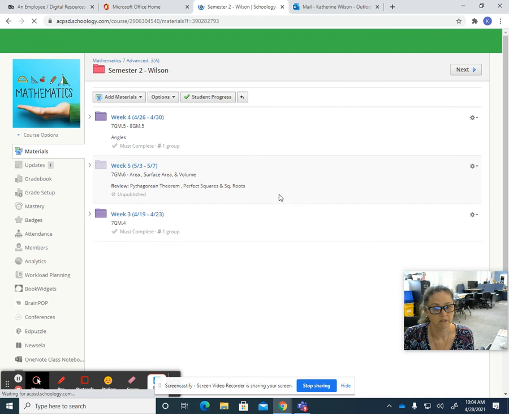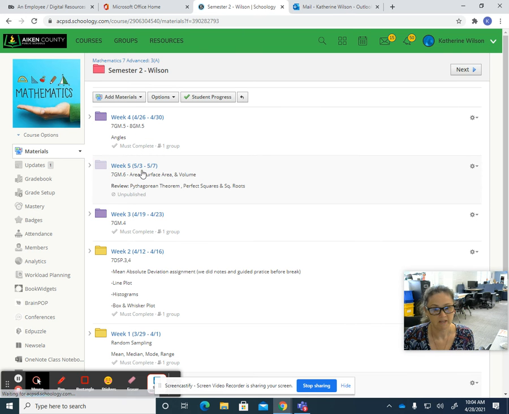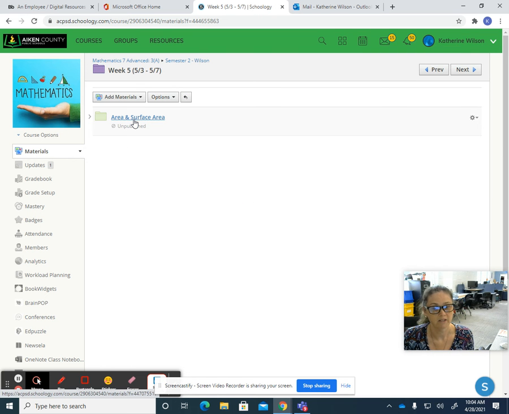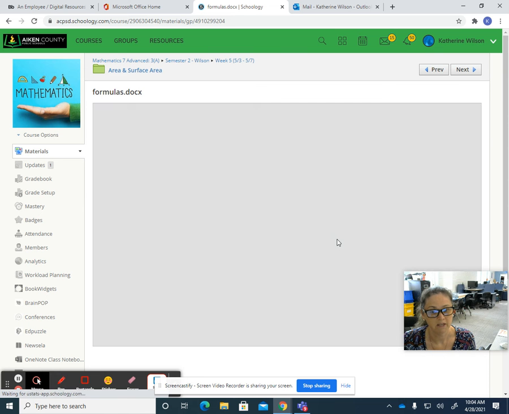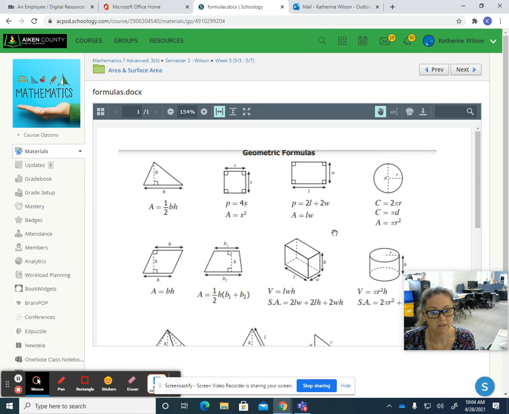So we're going to go to our semester 2 folder. Week 5 you can't see yet, but here it is. We're going to look at surface area and volume on Monday. Area and perimeter are reviews from previous years. I do have a formula sheet that I have provided in case you need some of the basic formulas. So here they are.